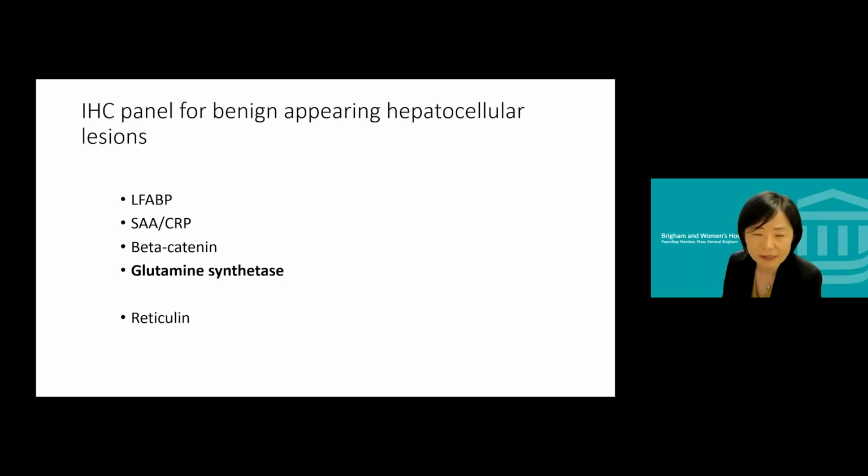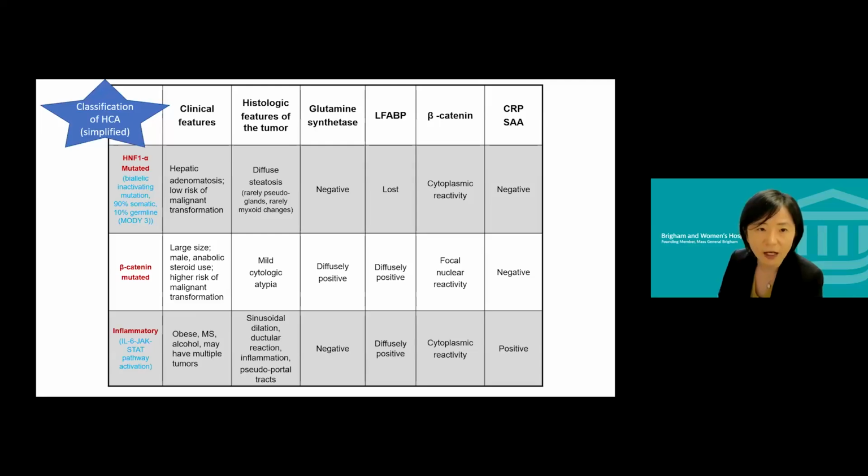Here's a panel of stains I use in this particular setting: LFABP, SAA, beta-catenin, glutamine synthetase, and I always do a reticulin stain to rule out HCC. And I found if you can only do one stain, I would recommend glutamine synthetase, and now I'll elaborate.